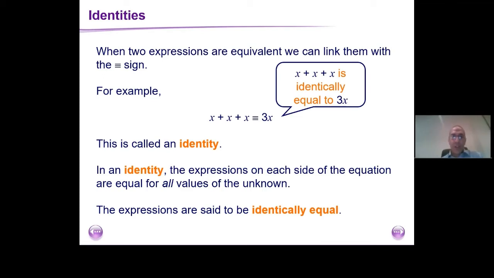Another one is called an identity. So in an identity, the expressions on each side of the equation are equal for all values of the unknown. So this is called an identity. So if you wrote x as 5, 5 plus 5 plus 5 is 15, the same as 3 times 5, which is 15. Or if you made x 7, 7 plus 7 plus 7 is equal to 7 times 3. So these are called identities.